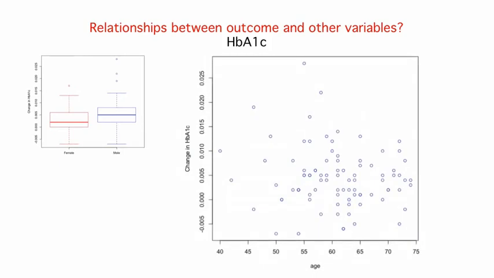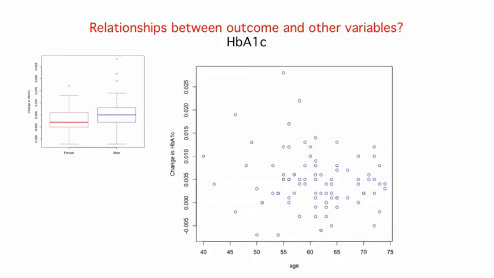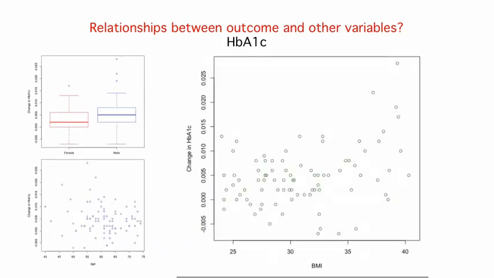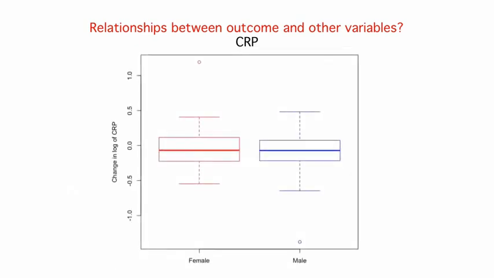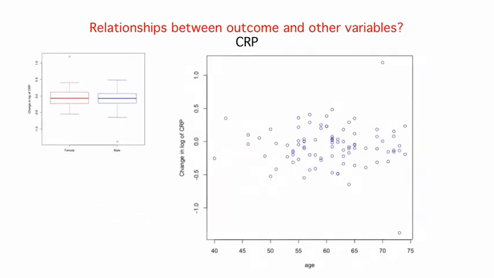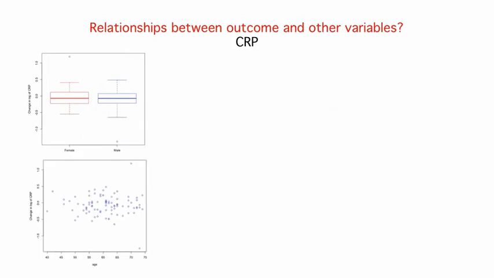For age, since it's quantitative, we'll look at a scatter plot, and there doesn't seem to be any indication of a relationship. For BMI, it appears that it may be the case that subjects with higher BMIs have larger changes in HbA1c, and we'll need to come back to that. And for our other outcome variable, the change in the log of CRP, other than the outliers, the values are very similar for females and males, and there doesn't appear to be a relationship with age, nor with BMI.